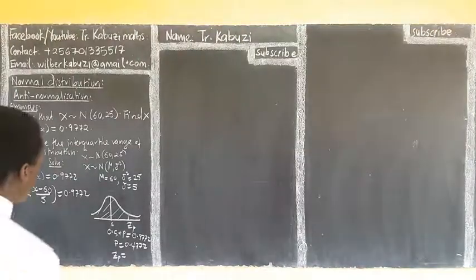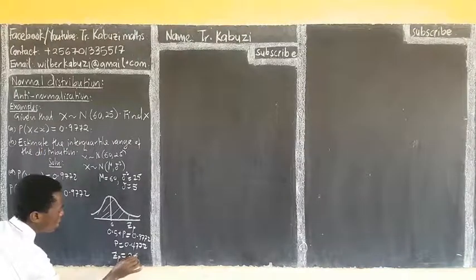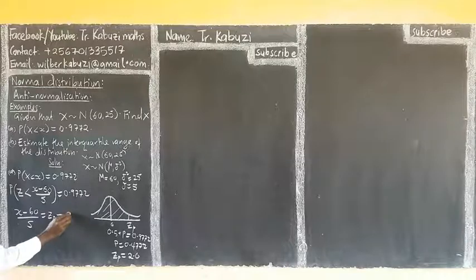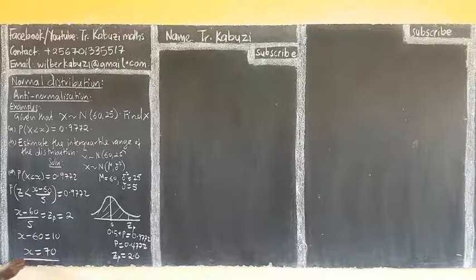So this one is giving us 2.0. Now it means that the whole of this, x minus 60 over 5, is equal to our ZP, which is equal to 2. When we cross multiply there, we get x minus 60 equal to 10, and so our x will be 70. So that's how we use the inverse normalization.